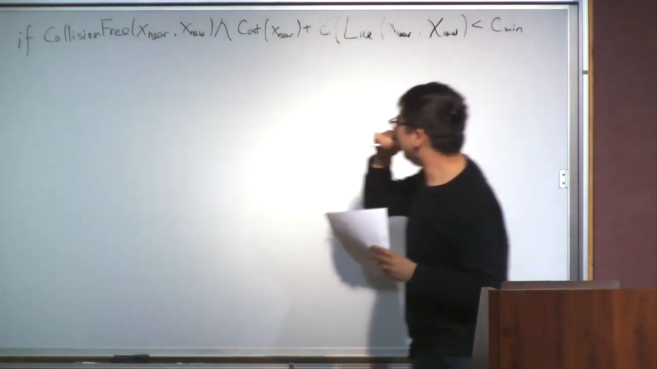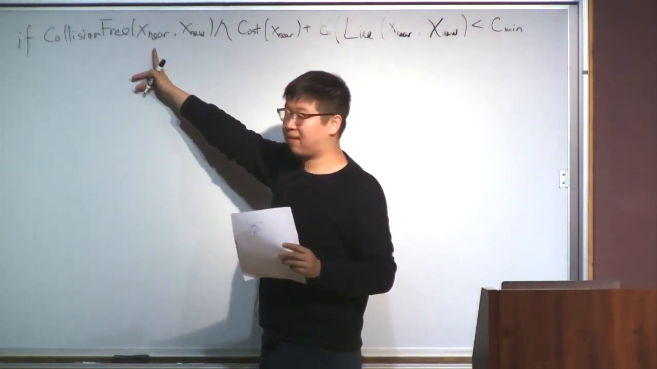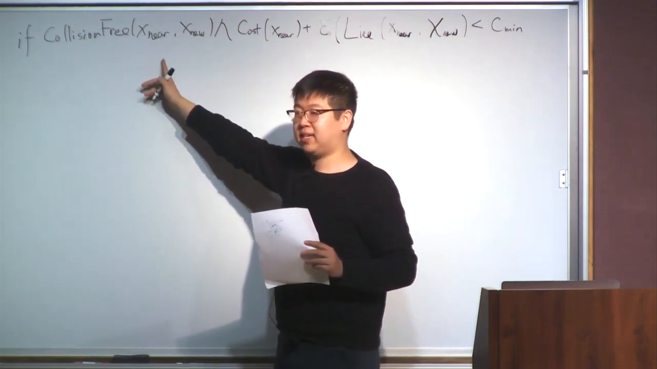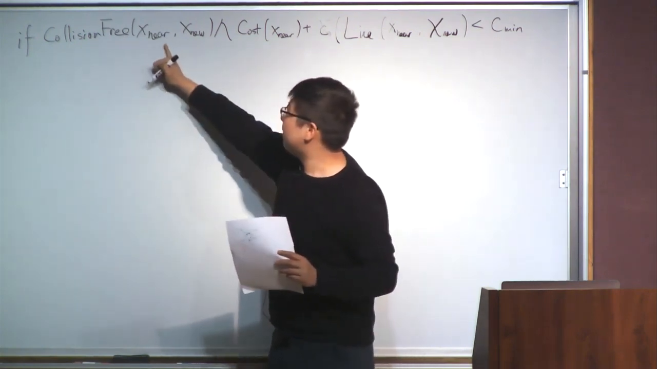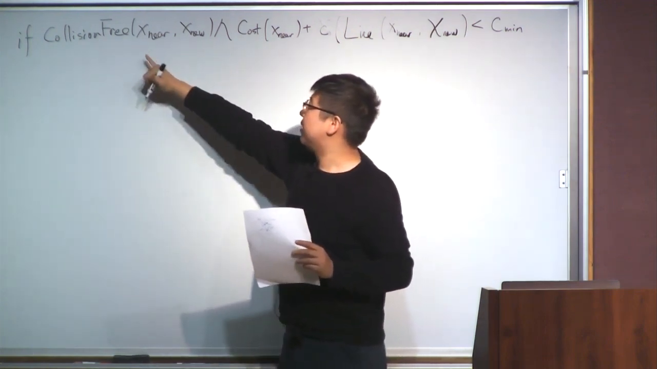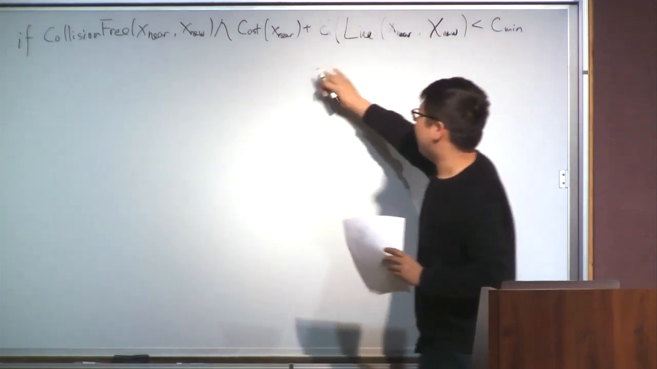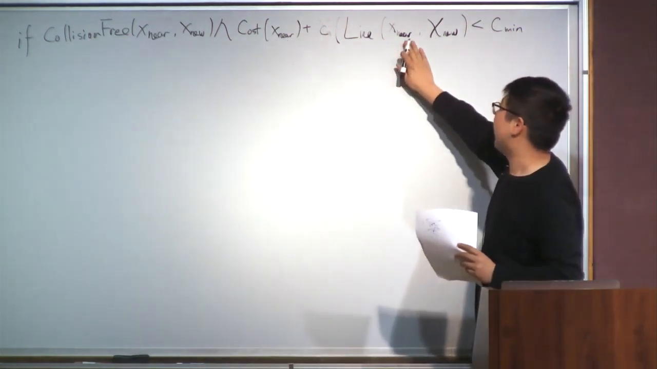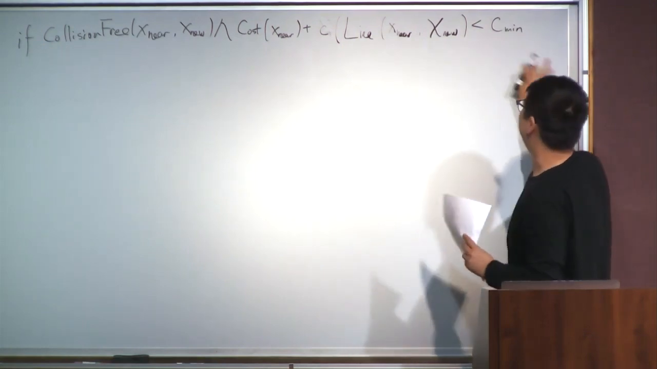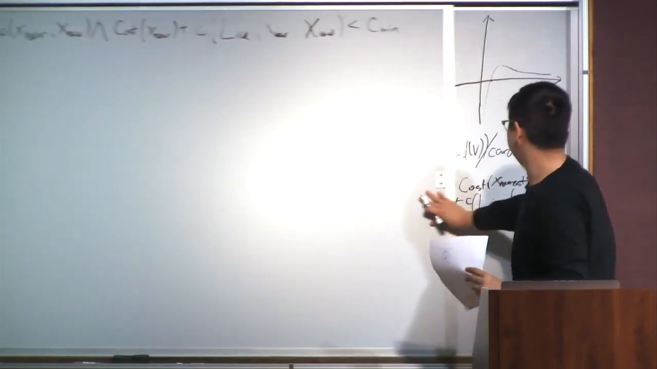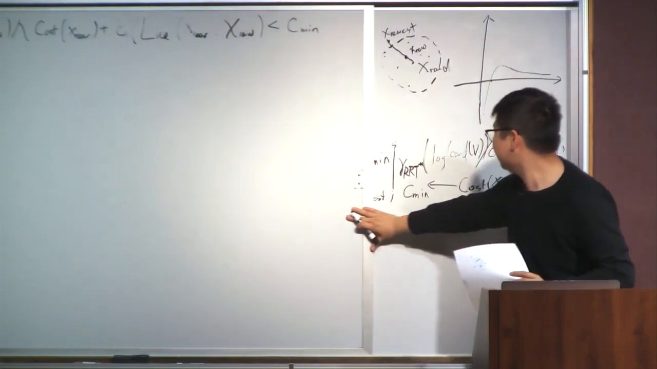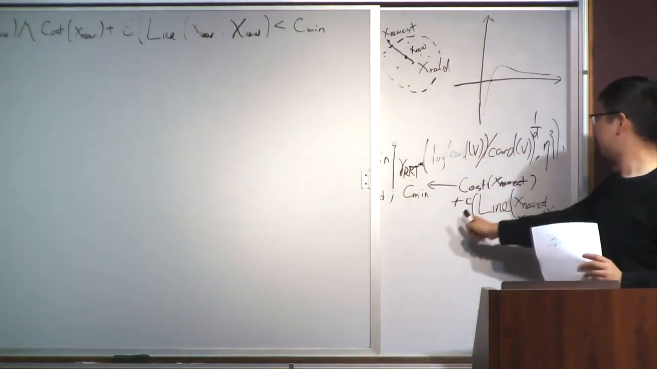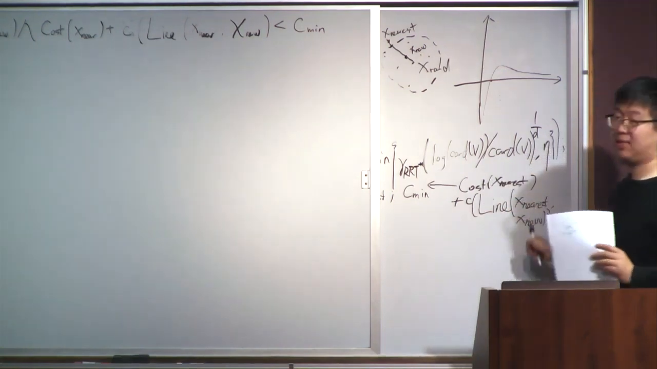So this is saying if from x near, which is different from x nearest, so x near is some point in the circle. So if x near does not have some collision between x near and the x new, and the cost of x near plus the cost between x near and the x new is smaller than C min. And what is C min? C min is here. The cost of x nearest plus cost of x nearest to x new.